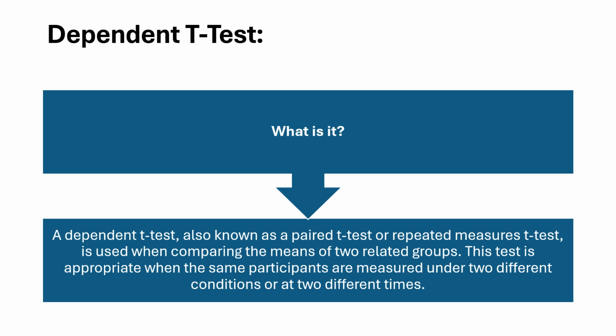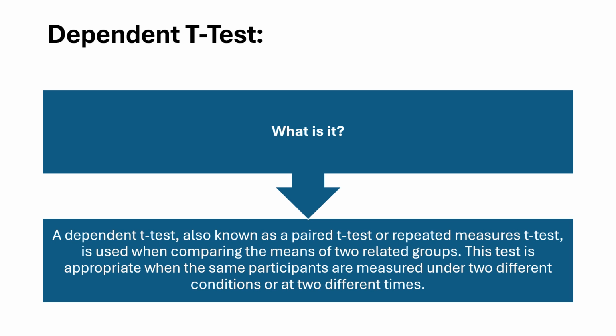So now let's look at a dependent t-test. A dependent t-test is also known as a paired t-test or a repeated measures t-test, and it's used when comparing the means of two related groups. This test is appropriate when the same participants are measured under two different conditions or at two different times.